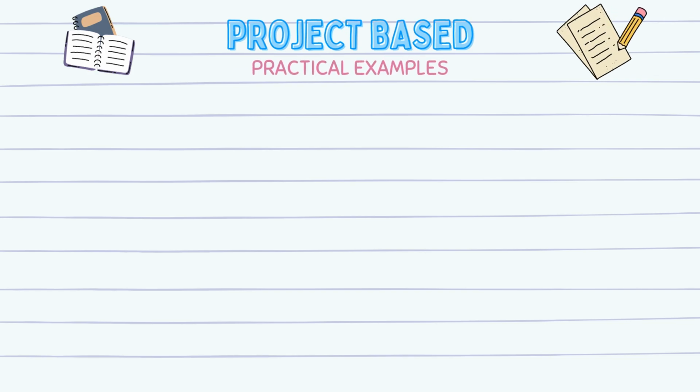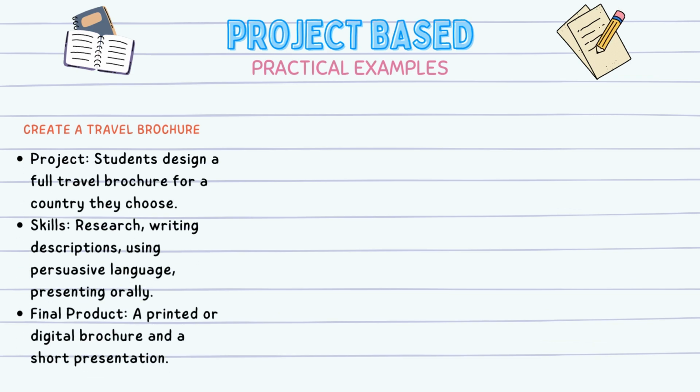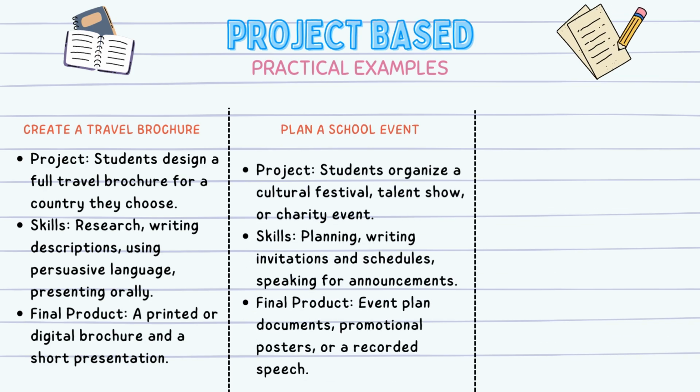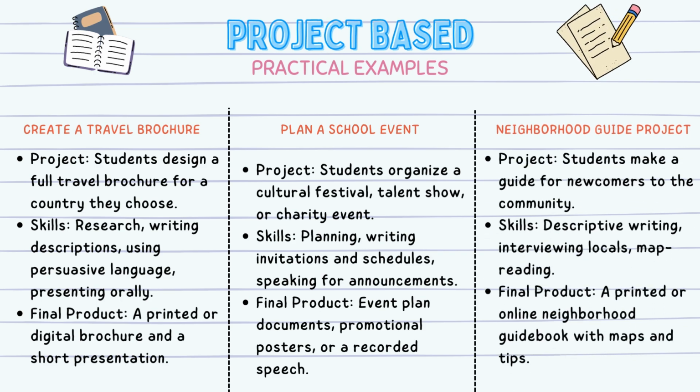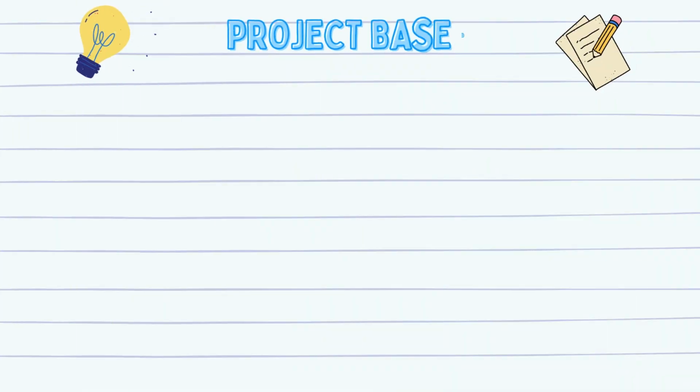Here we also have 3 practical examples. As you know, you can use it, you can adapt it, and you can do whatever you want with this. The first one is called Create a Travel Brochure. The second one is Plan a School Event. And the third one is Neighborhood Guide Project. Here we have again the project, we have the skills, and we have the final product.